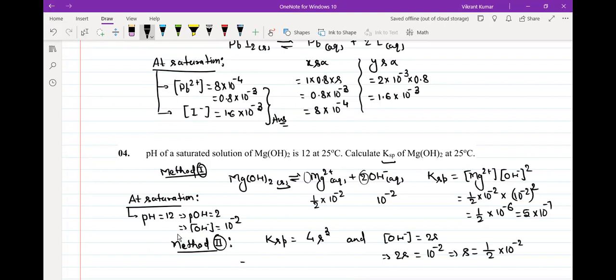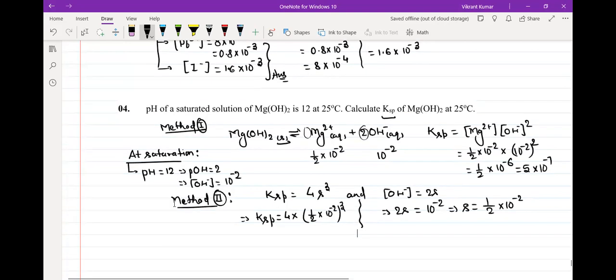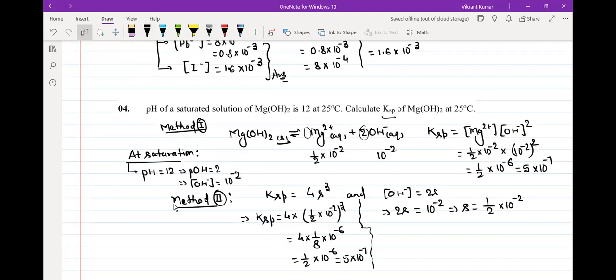And that's why we'll say KSP will be 4 into half into 10 raised to minus 2, whole raised to 3. And that's why we can again write 4 into 1 by 8 into 10 raised to minus 6, which is half into 10 raised to minus 6, or we can also write 5 into 10 raised to minus 7. Is it okay? Clear?